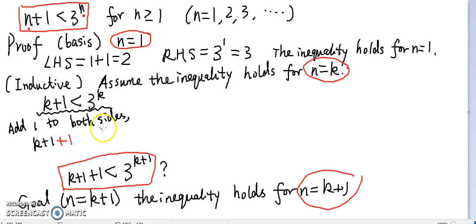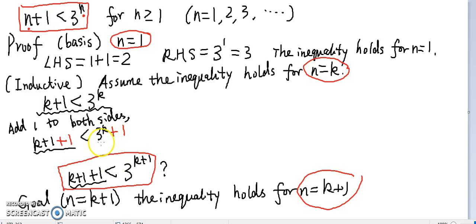On the right-hand side, we're going to also add 1. I'll use the red color to show the one we added. This we know by the property of inequality: when we add the same number, 1, to both sides, the inequality sign does not change. So we got the left-hand side. They match. This matches that.